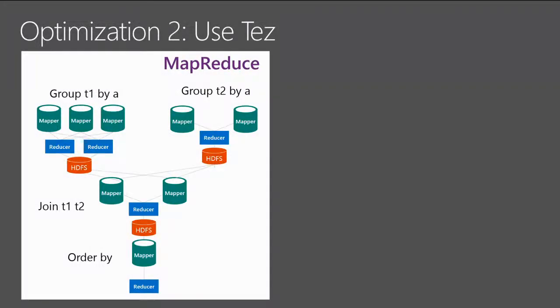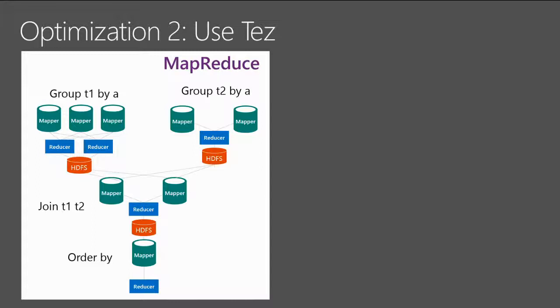So here is the example I gave about the directed acyclic graph. On my left is a graph generated by MapReduce. What this query is doing is it has 2 tables, T1 and T2. It's joining them and then performing an order by. Right? So you can look at what MapReduce does. It creates a bunch of mappers, reducers, writes to HDFS, mappers, reducers, writes to HDFS. So there are essentially 4 jobs here.